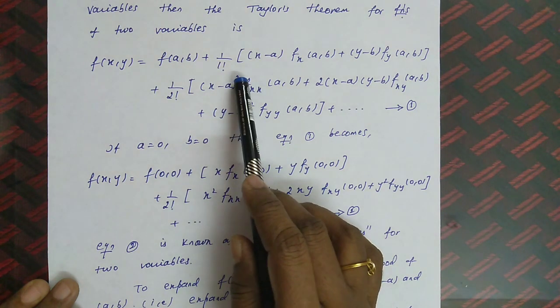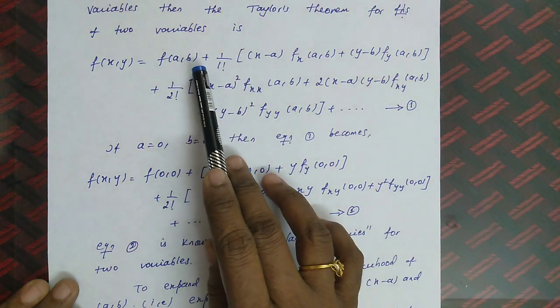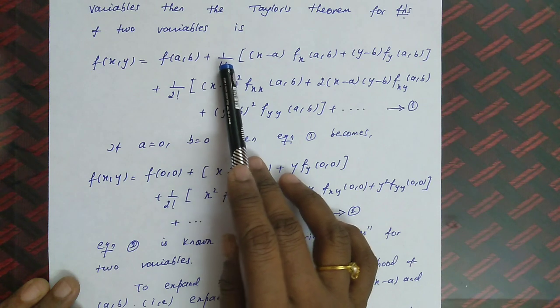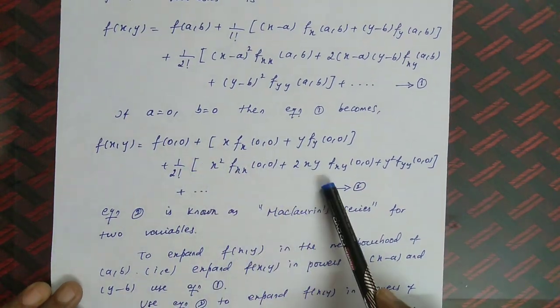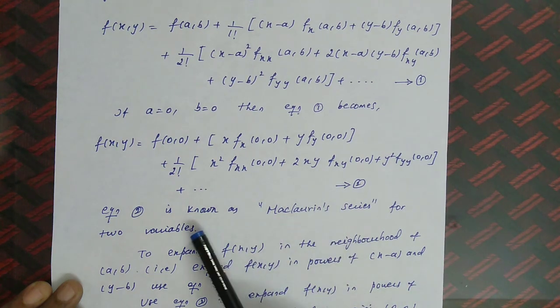In two variables, if a equals 0 and b equals 0, equation 1 will become like this, that is equation 2, and this is called the Maclaurin series for two variables.